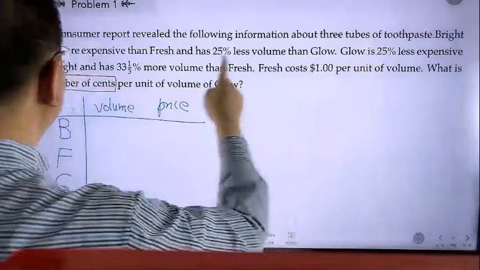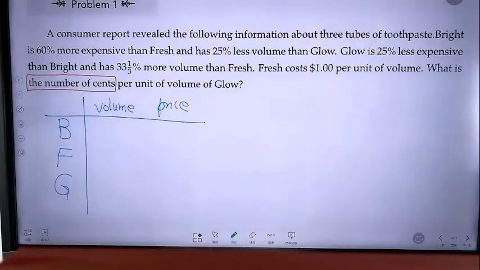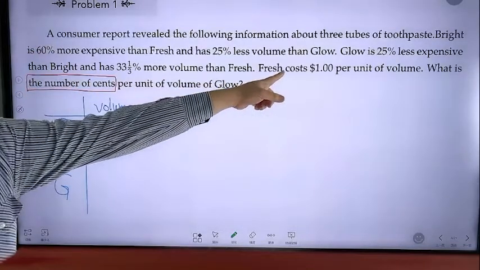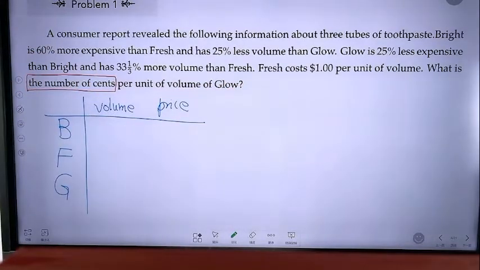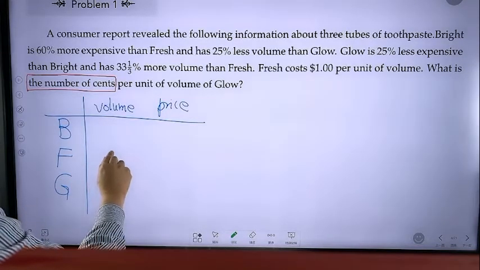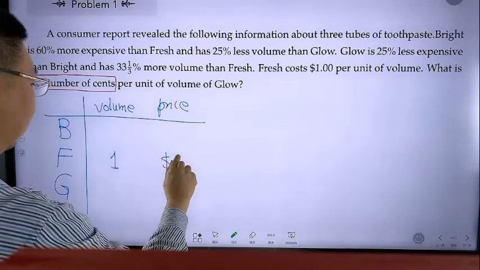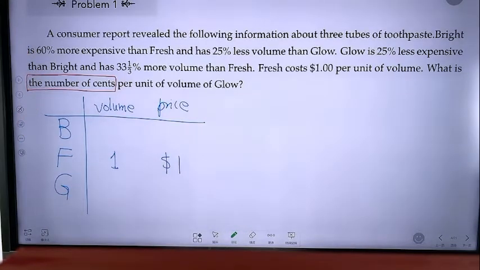So bright is 60% more expensive than fresh. And also after you quickly read the question, you'll notice that fresh costs $1 per unit of volume. So maybe we just start that the volume of one fresh is 1, and the price is just $1, right? Let me start with that. So that's why sometimes it's better that you first have a quick glance at all the conditions. Then you know that you may not start with the first condition, but in this question I start with the last condition.